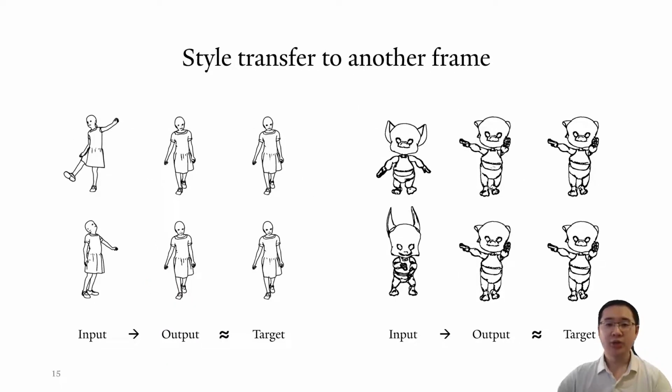Now, I'm going to show some results of style transfer to another frame. Here, if we input a drawing with a particular style at any frame, the output would be very close to the target. The girl on the left uses a suggestive contour style, and the mouse on the right uses a canny edges style.